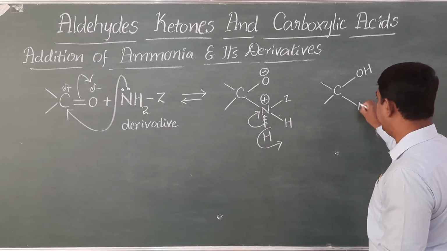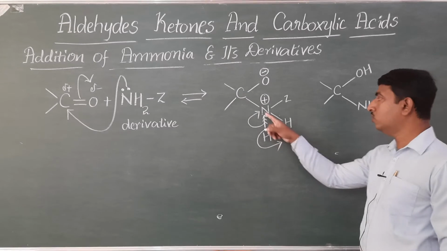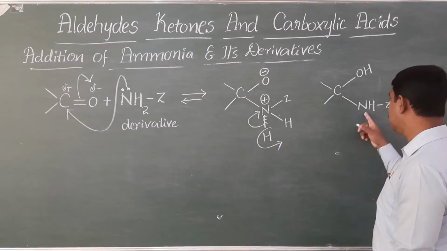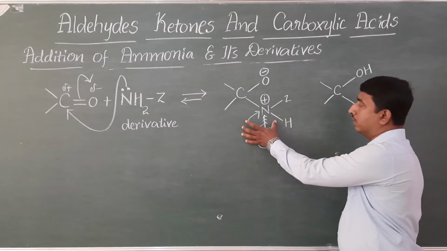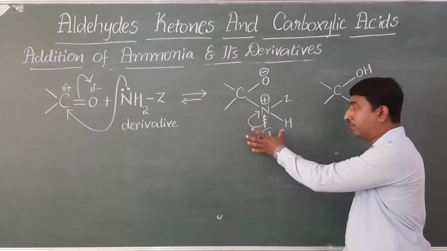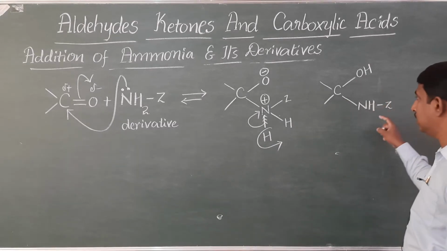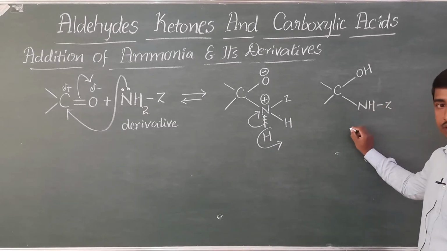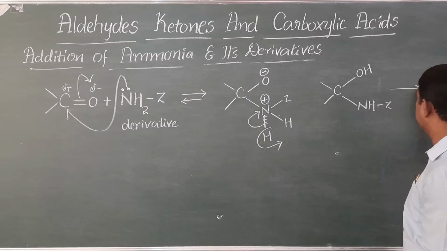Here it is NHZ. Now there is no positive charge upon nitrogen because it has got a pair of electrons from the nitrogen-hydrogen bond. So it is NHZ. This is the intermediate. And this intermediate loses water.